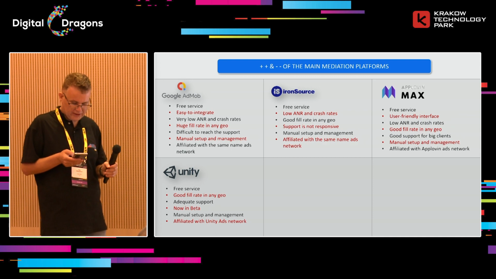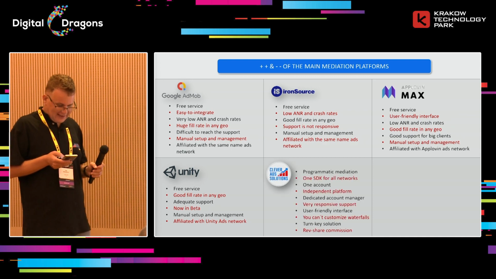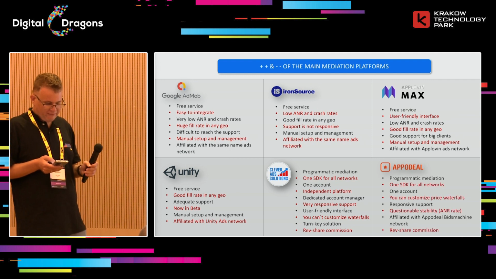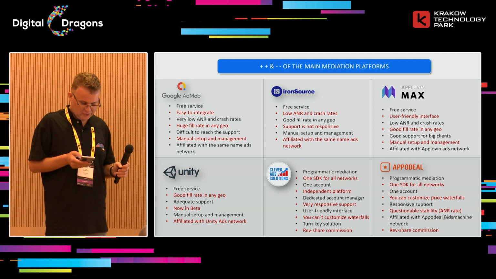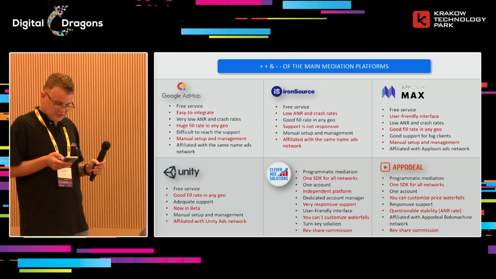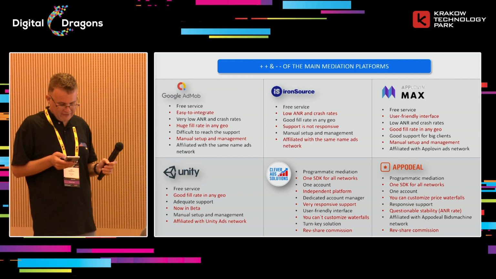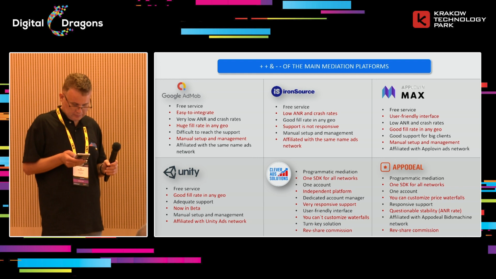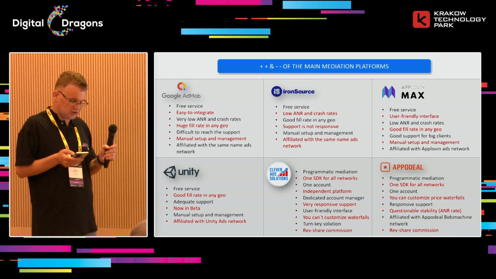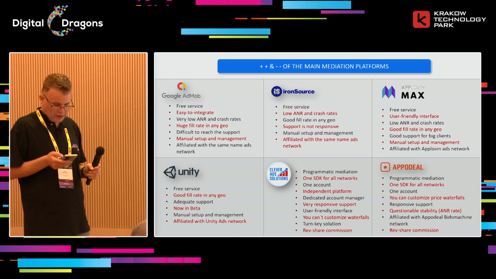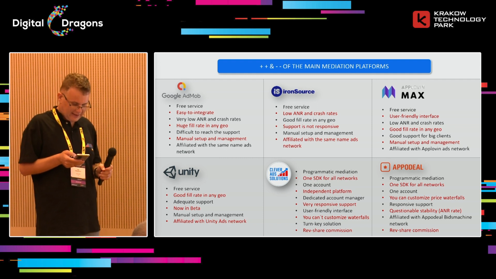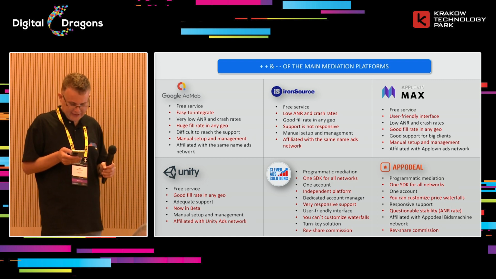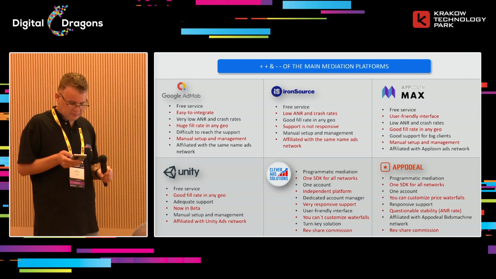Now we are going to programmatic mediations. The advantages are they are programmatic. They have one SDK for all ad networks. They are extremely easy to integrate. They have responsive support and free cross promotion. But they both charge commission. The biggest question for Appodeal is its stability. They have a valuable ANR rate. Also, it is affiliated with Appodeal BidMachine.